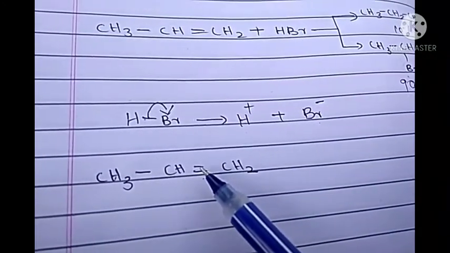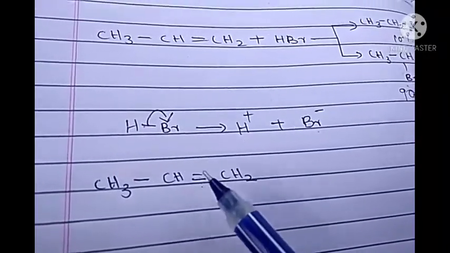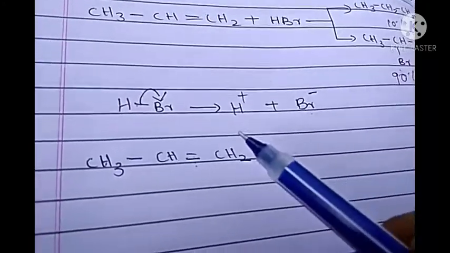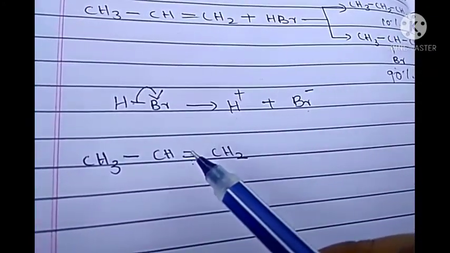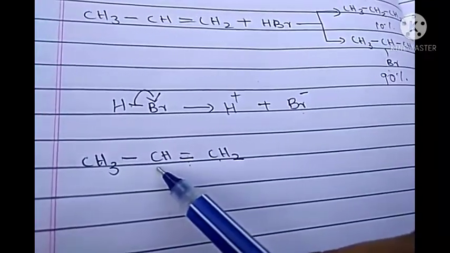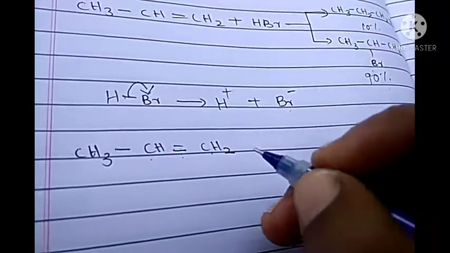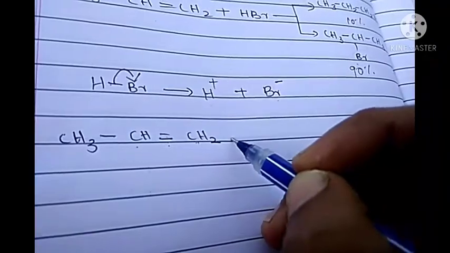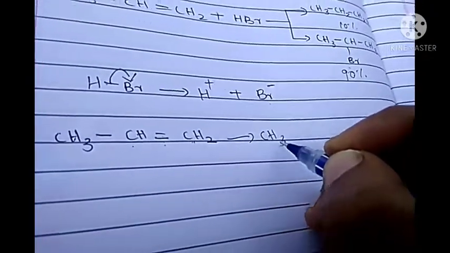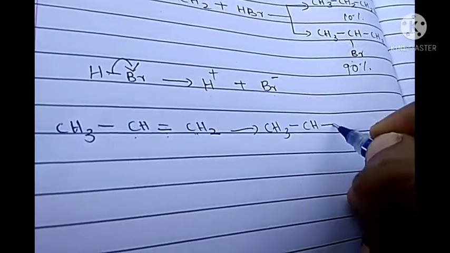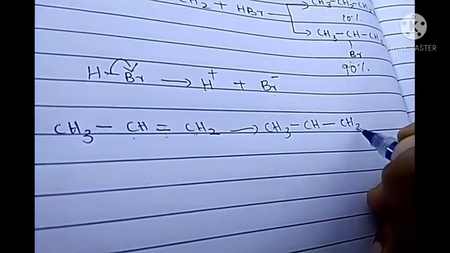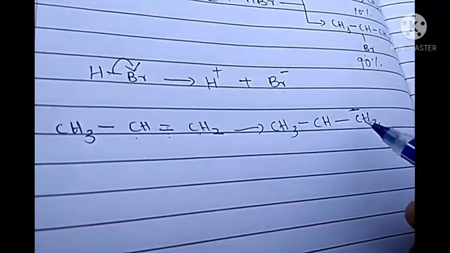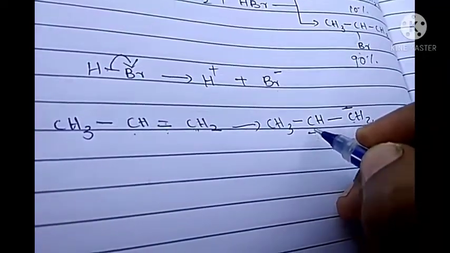As a result, the pi bond present in this unsymmetrical alkene breaks in such a way that the electrons move towards any one of the carbon atoms. Suppose there is a probability of the electrons moving either towards this carbon atom or towards this carbon atom. Equal probability is there. Suppose in the first case the electrons move towards this carbon atom. So what will be the product we get? CH3, CH, pi bond broken, so only a single bond is there, CH2, and this carbon gets a negative charge because the electrons move towards this carbon, and this carbon gets a positive charge.